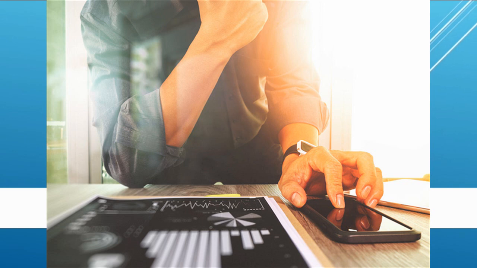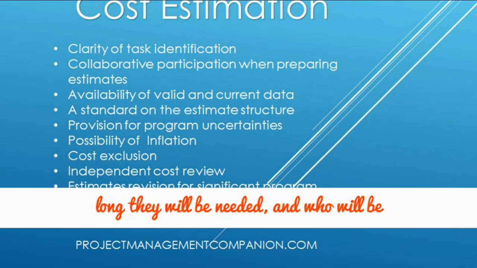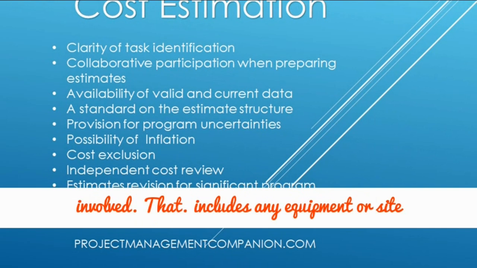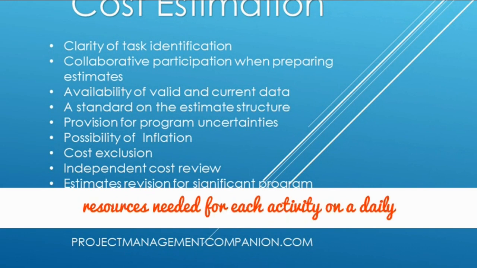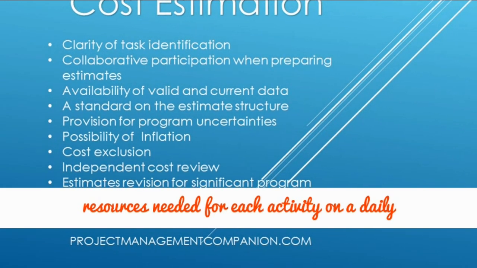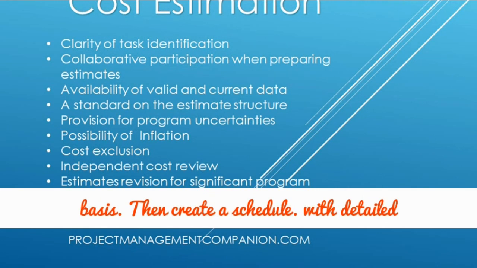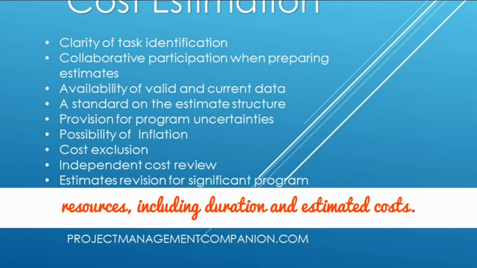When planning a project with a resource management tool, you can account for employee schedules, equipment rentals, holidays, office space, and other factors that have an impact on budget. The distribution of project resources is one way to balance a budget. Create a resource plan by scheduling the dates for planned resources, how long they will be needed, and who will be involved. That includes any equipment or site rentals. Also, break that down into the amount of resources needed for each activity on a daily basis. Then create a schedule with detailed resources, including duration and estimated costs.